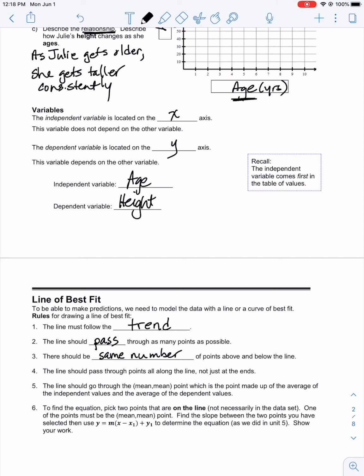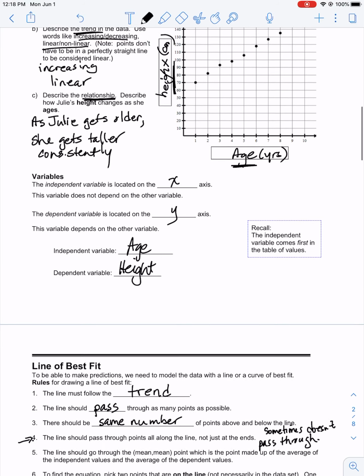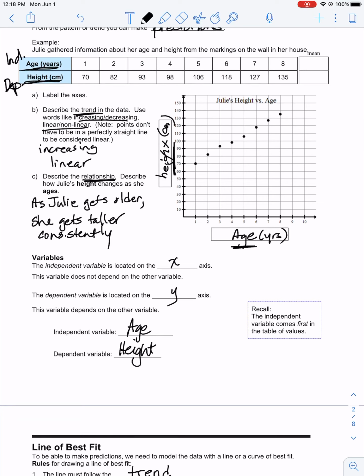And that can happen. So sometimes it doesn't pass through any. The point of this rule is that you don't want to simply pick the first point, pick the last point, and then draw a line between those 2 points. That's not how a line of best fit is drawn. Okay? We don't want to do that at all.